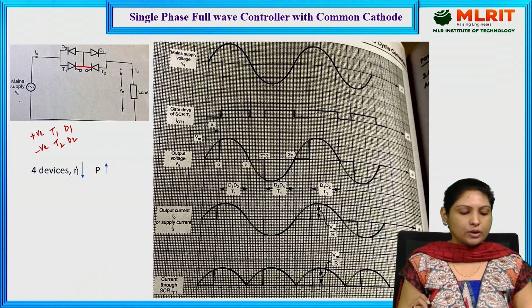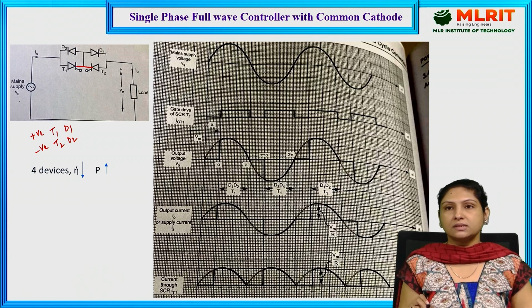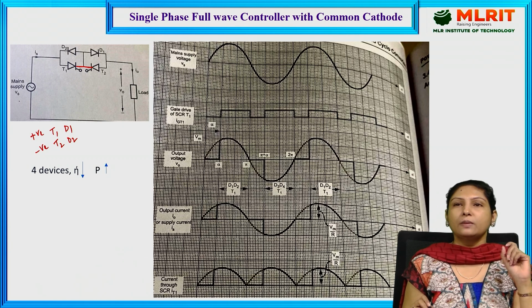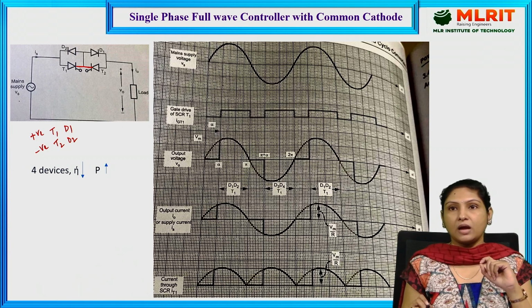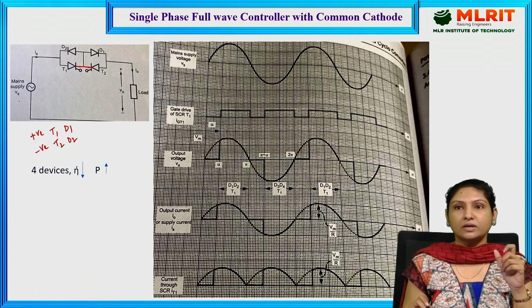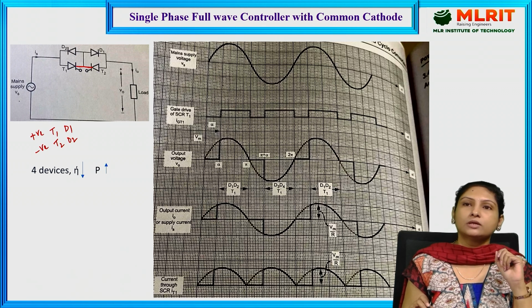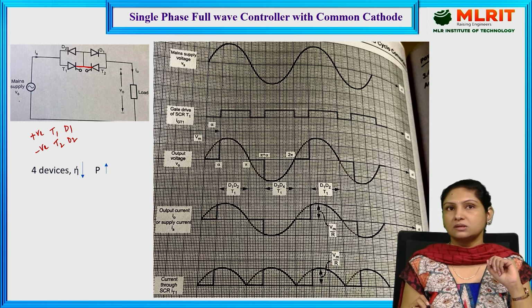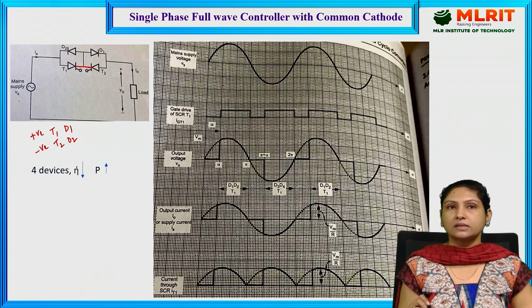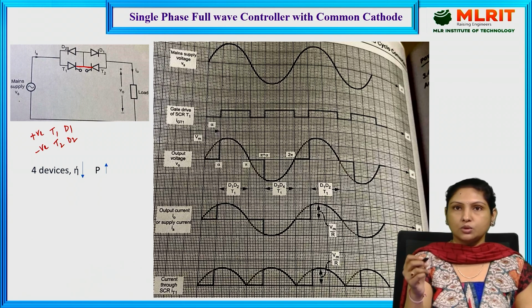Since we are making use of four devices, the control circuit will be a bit complex, and apart from that, because of the high power dissipation, the efficiency will be reduced. So this is the disadvantage associated with the circuit. Now let us check out the waveform and the circuit operation.